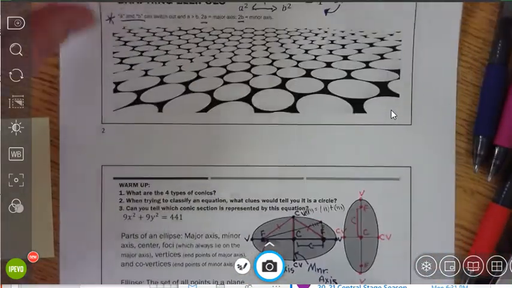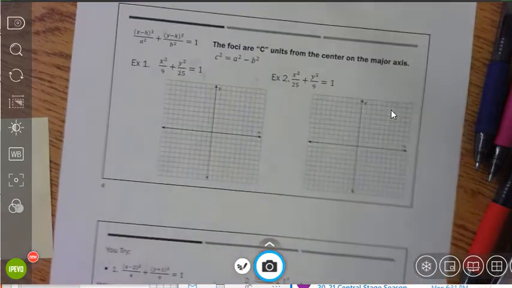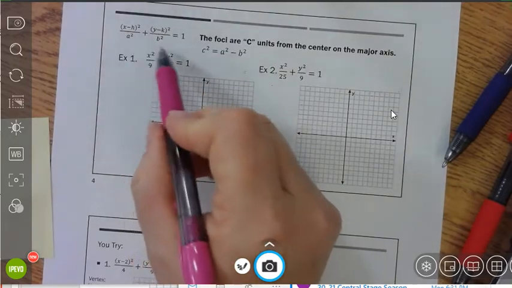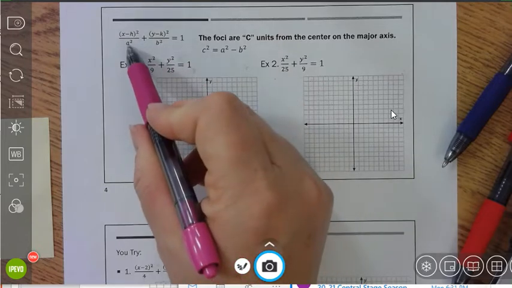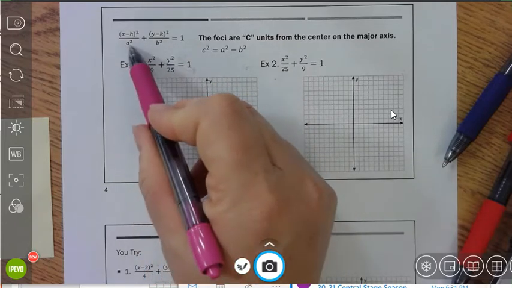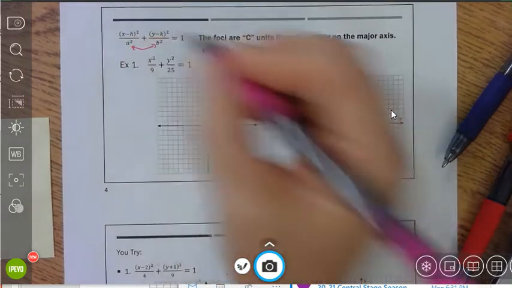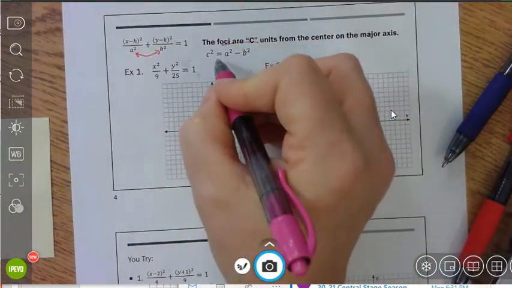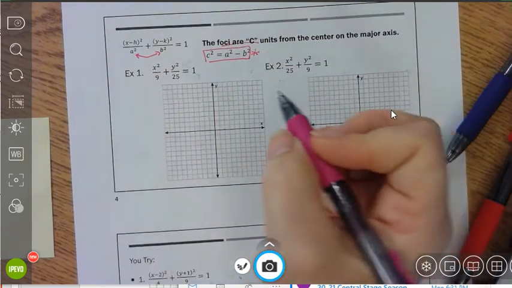All right, moving on. Whoops, I almost skipped a page. On this one, notice I repeated my equation, and notice the difference from the equation of a circle. You have it divided by a squared and b squared. A is always going to be your major axis, so this can switch out, so we have to look at this and determine what it's going to be. And here's the formula for the foci. This is very important.